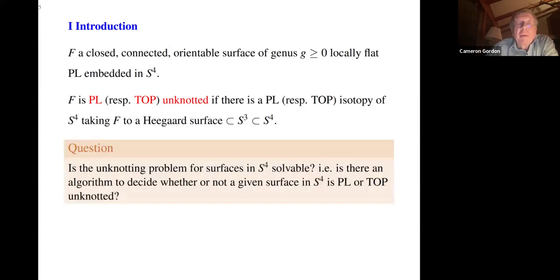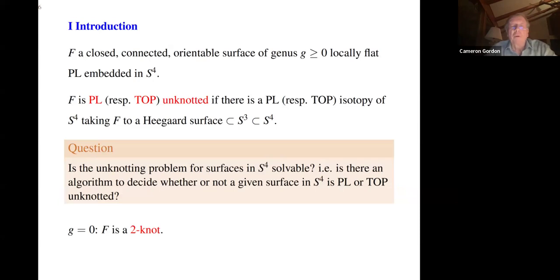So the question I'm interested in is: is the unknotting problem for surfaces in S^4 solvable? In other words, is there an algorithm to decide whether or not a given surface in S^4 is PL or topologically unknotted? Let me put this in some context by pointing out that an interesting special case of this, of course, is when the genus of the surface is 0. So F is just a 2-sphere, and then we call F a 2-knot.